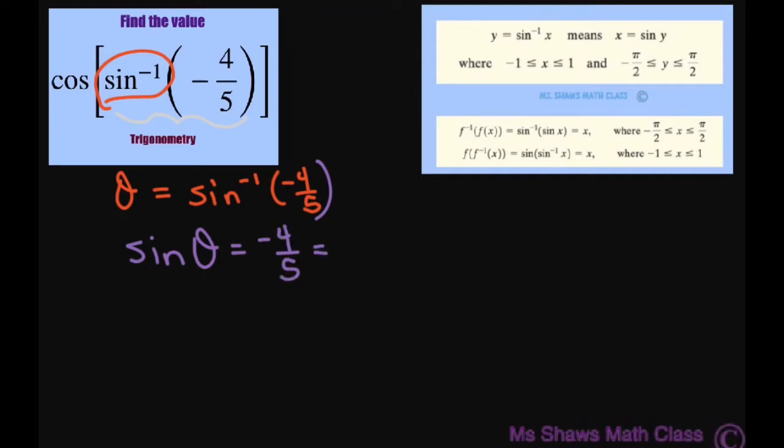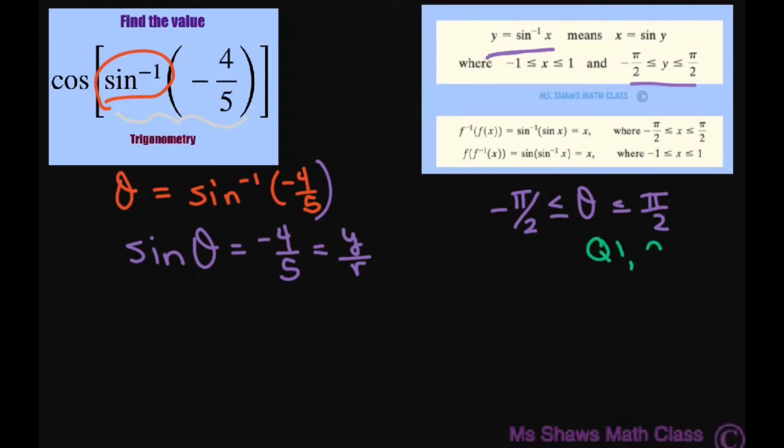That means this is your y divided by your r. Also, our angle theta has to be between -pi/2 and pi/2 when we have the inverse. That means quadrant 1 and quadrant 4 are our choices. Sine is negative in quadrant 4, so we're in quadrant 4.